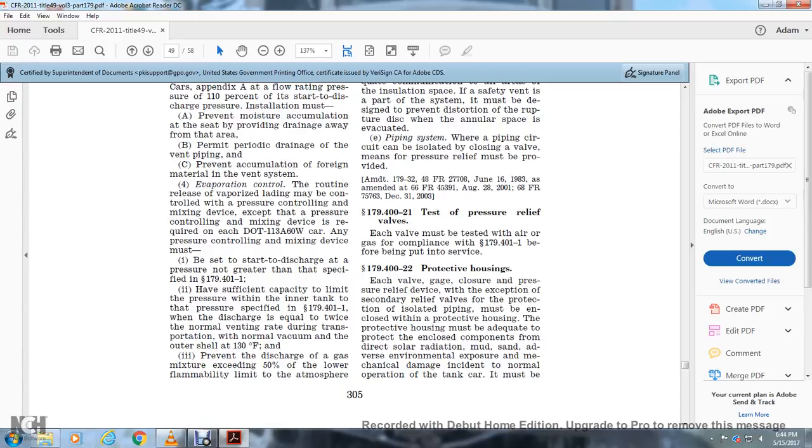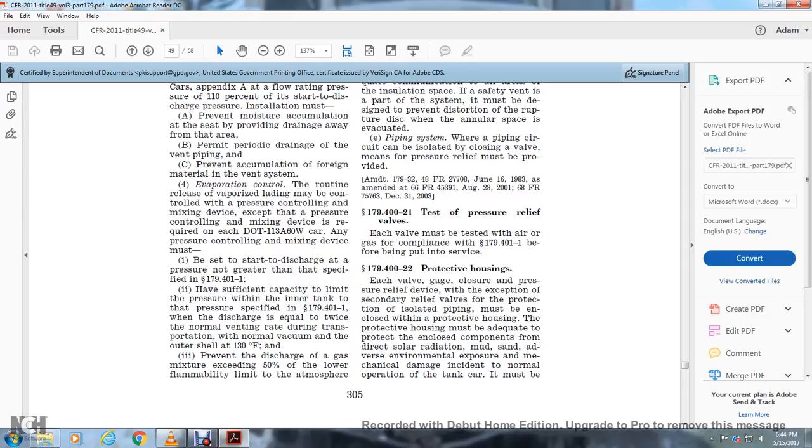179.421. Test for the pressure relief device. Each valve must be tested with air or gas in compliance with 179.4011 before being put in service. 179.422. Protective housing. Each valve engaged in closure of the pressure relief valve, with the exception of the secondary relief valve with the protection of the isolated piping, must be enclosed within a protective housing.